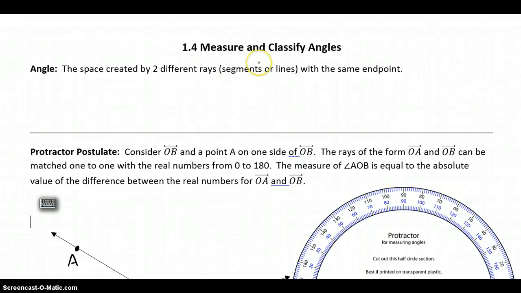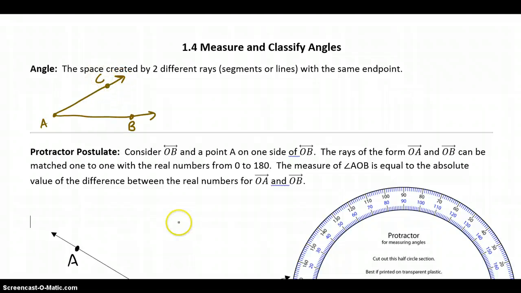In section 1.4, we're going to cover angles. An angle is the two-dimensional space created by the intersection of two rays, segments, or lines with the same endpoint. So if I have ray AB, I don't have an angle until I have a second ray or line segment. Now the angle is this two-dimensional space between the two rays.